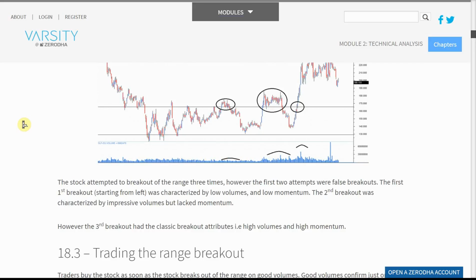The first breakout, starting from left, was characterized by low volumes and low momentum. The second breakout was characterized by impressive volumes but lacked momentum. However, the third breakout had the classic breakout attributes, i.e. high volumes and high momentum.